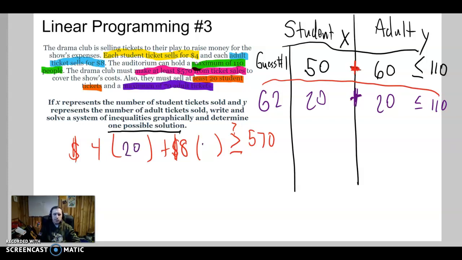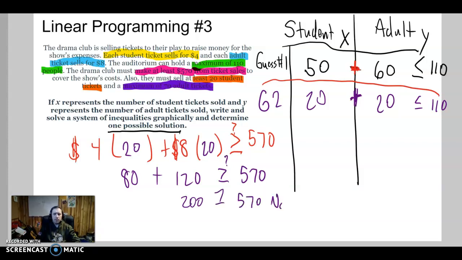20 students, 20 adults. Let's see, is that greater than or equal to 570? So 4 times 20 is $80. 8 times 20 is $120. Is that greater than or equal to $570? 80 plus 120 is 200. Oh, no, that guess did not work. No, that doesn't work. All right, but that was a good guess. All right, so go ahead and guess another set.